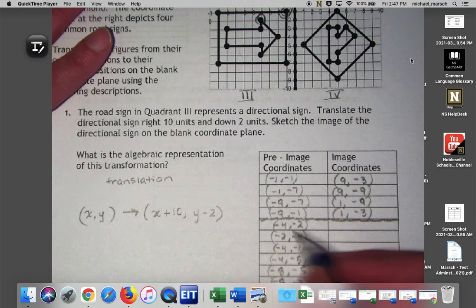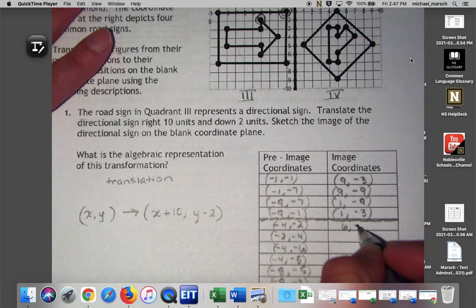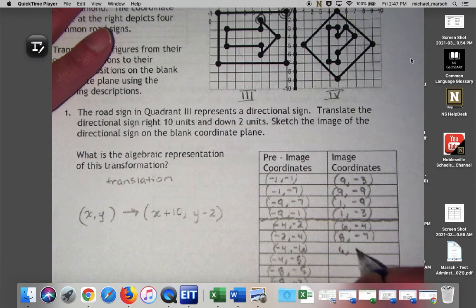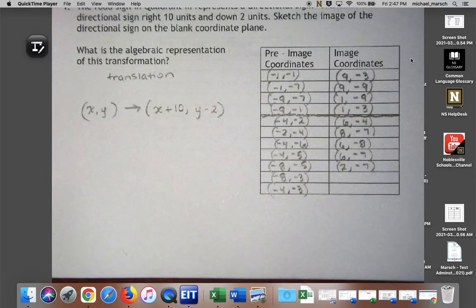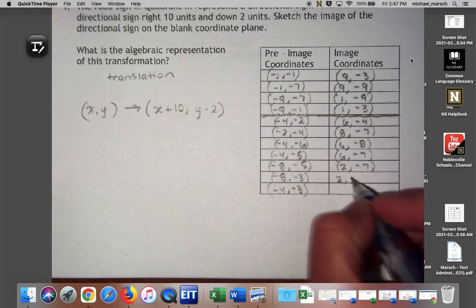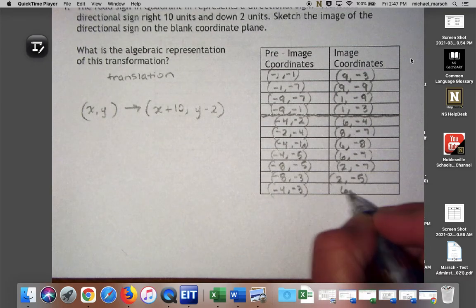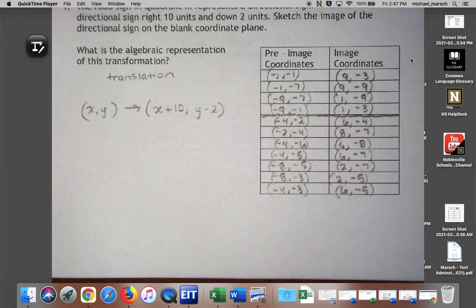All right. So I'm going to have 6, -4, 8, -7, 6, -8, 6, -7, 2, -7, 2, -5, and 6, -5.